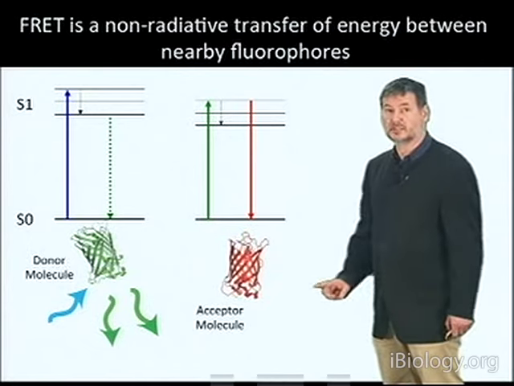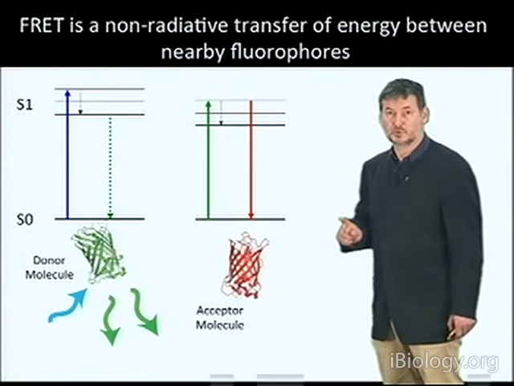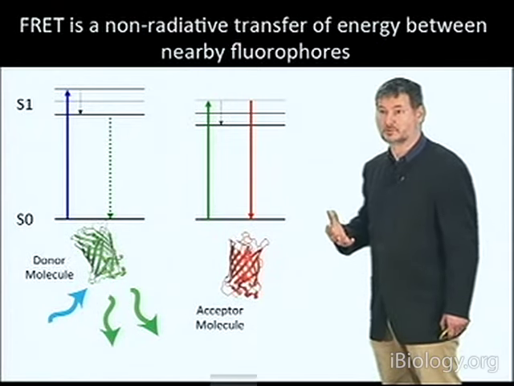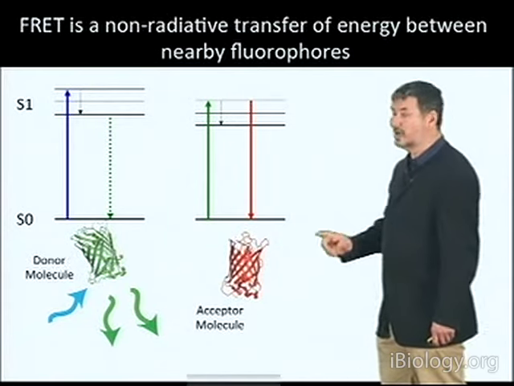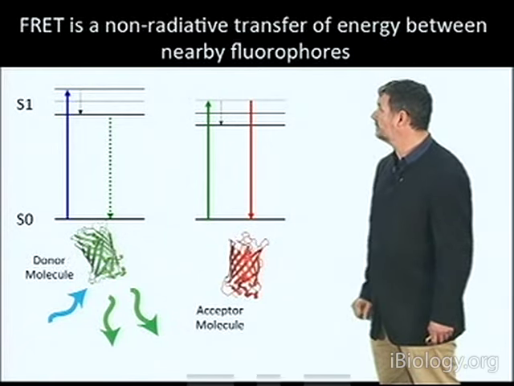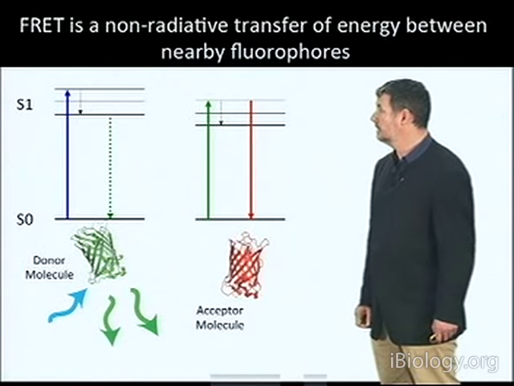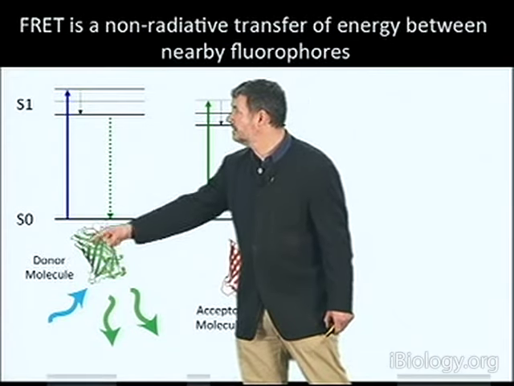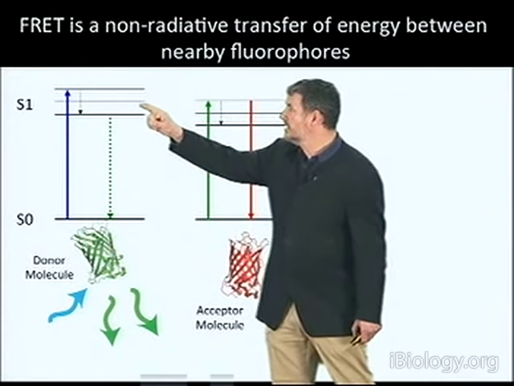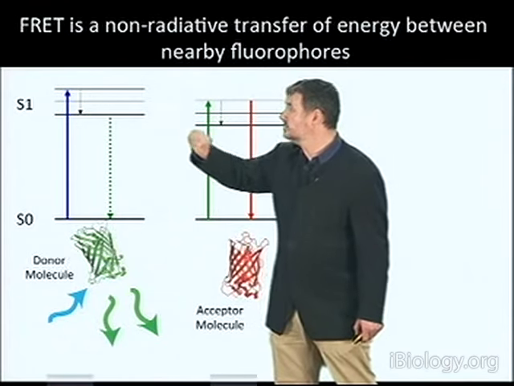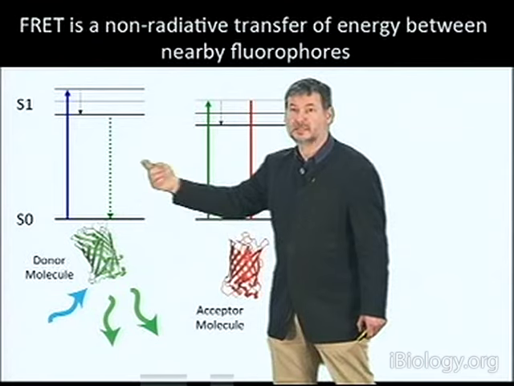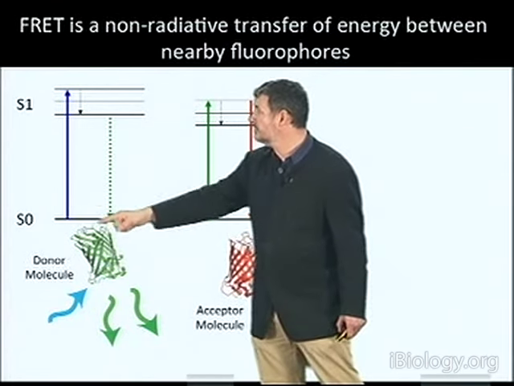Forster Resonance Energy Transfer is a non-radiative transfer, and the word non-radiative is important. It's not the trivial emission of a photon and reabsorption by the acceptor. It's a dipole-dipole coupling mechanism, so it's a non-radiative transfer of energy between nearby fluorophores. Now, if you normally excite a donor, let's say with blue light, in this case a GFP, it will very quickly relax from a high excited state by internal conversion, vibrational relaxation, to the first electronic excited state. From there, it can do several things. It can go back to the ground state by non-radiative decay, again internal conversion, or it can re-emit a photon.